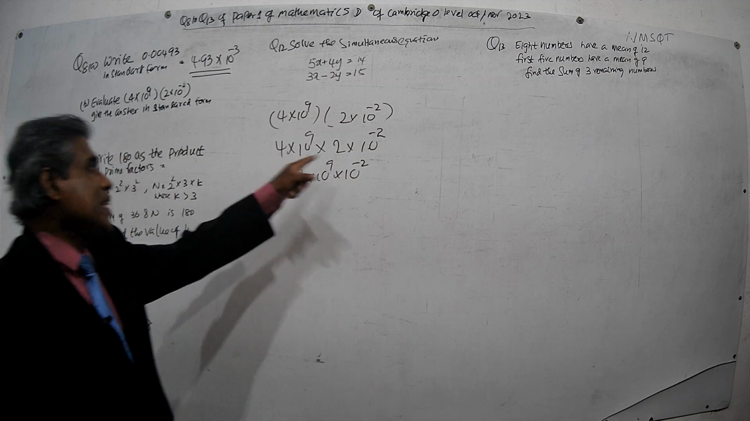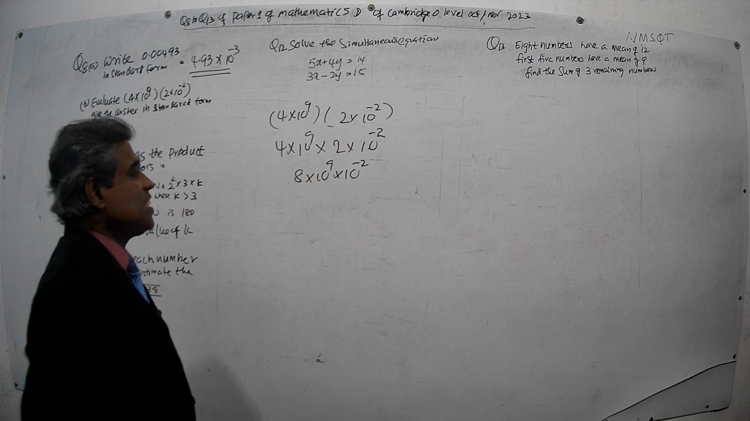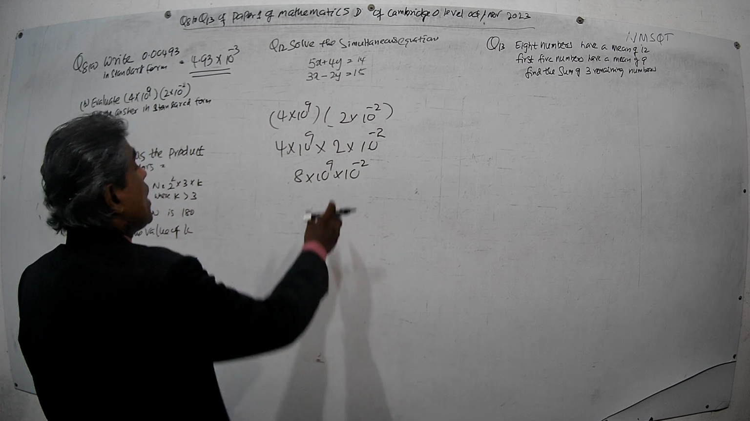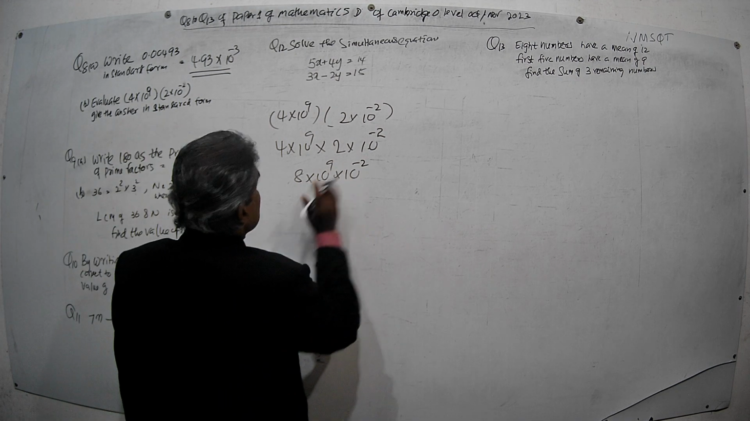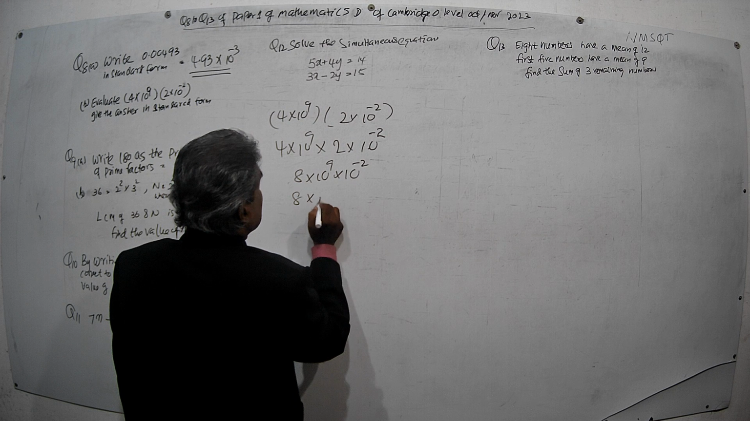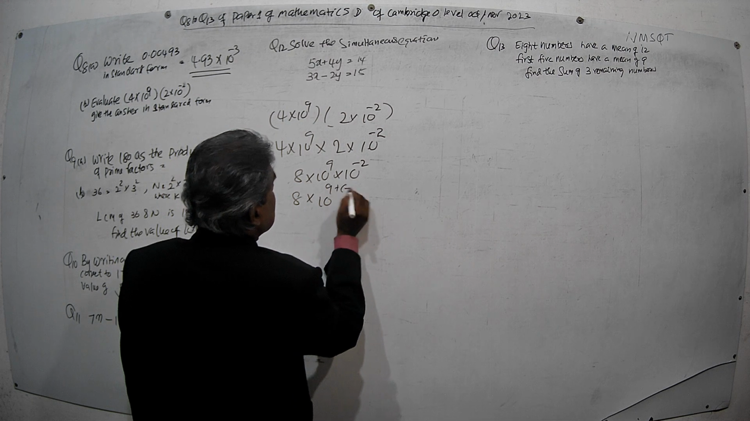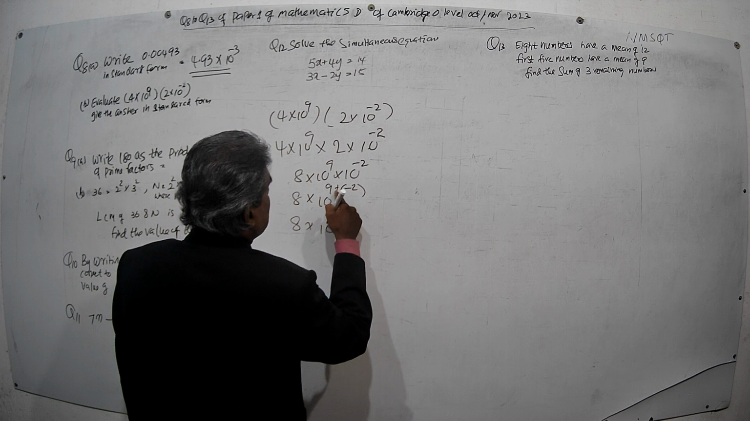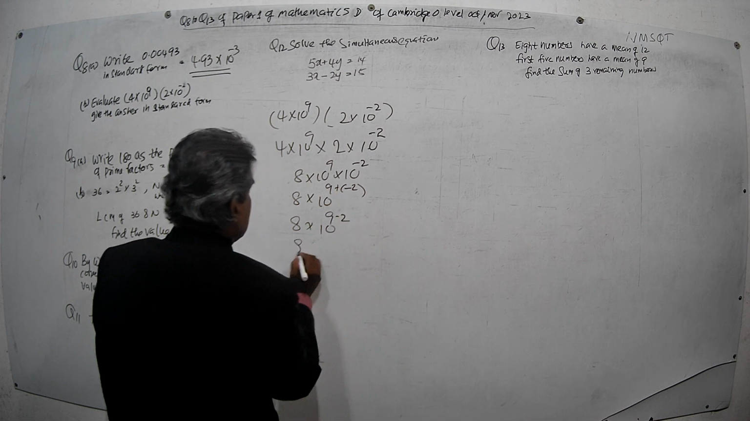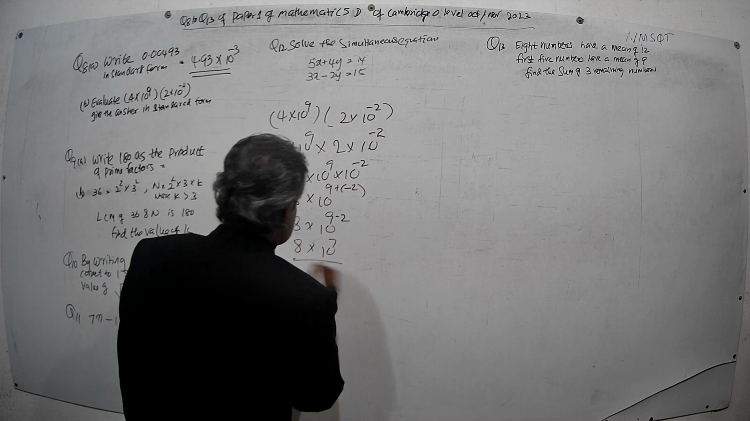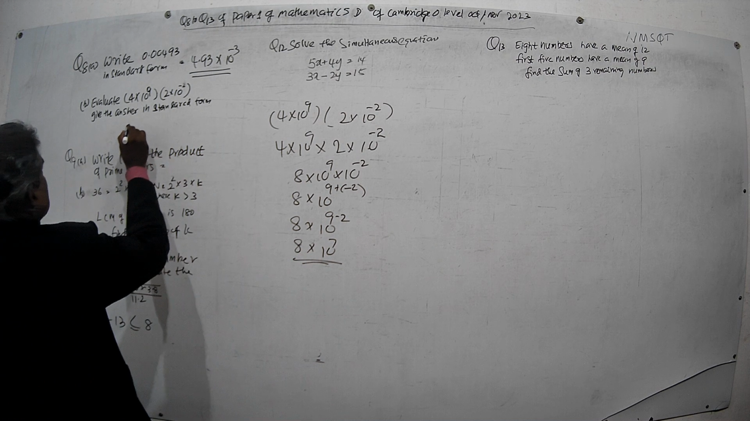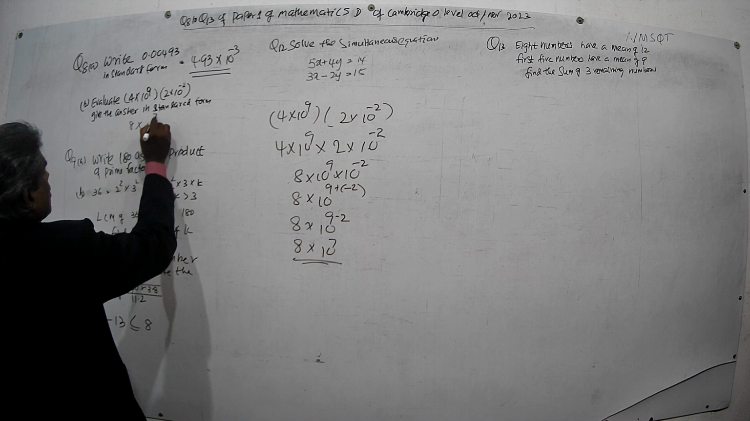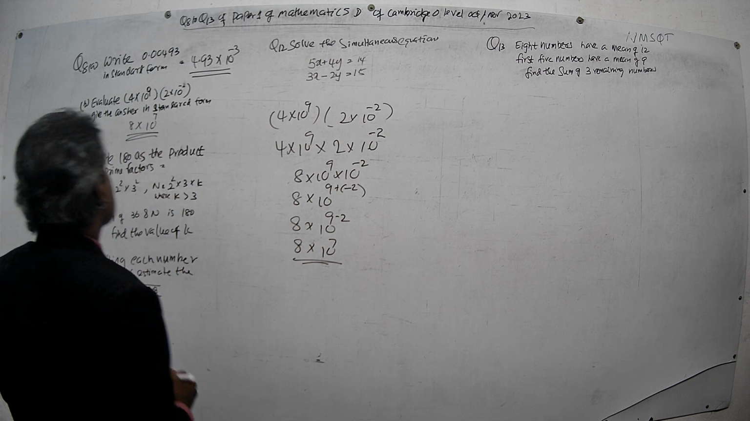Now there are two indices of the same base to be multiplied. When you multiply indices of the same base, you add the powers. Then 8 times 10 to the power 9 plus minus 2, right? Then 8 times 10 to the power 7. So that is the answer: 8 times 10 to the power 7. Okay.